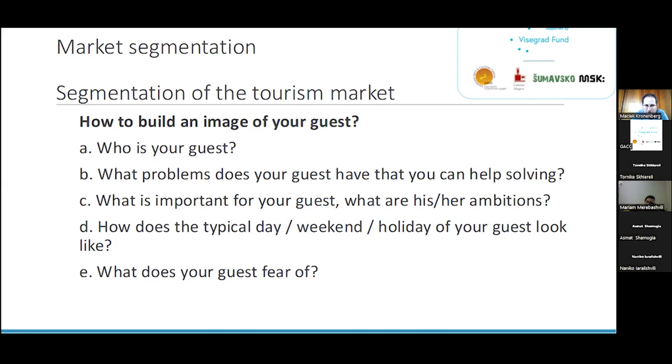What problems does your guest have that you can help solve? For example, you have your offer in the neighborhood of some seashore, and usually the guests are spending time on the beach, just lying in the sun. But when the weather is not okay, then they search for some other activities, and that's how they come to your place. And then the problem you help them solve would be spending time when the weather is not okay. And that may sound a bit strange or peculiar, but that would be a sort of problem that you help solve.